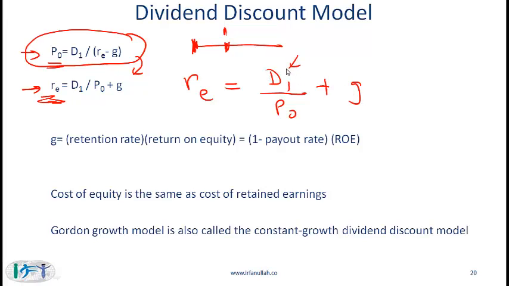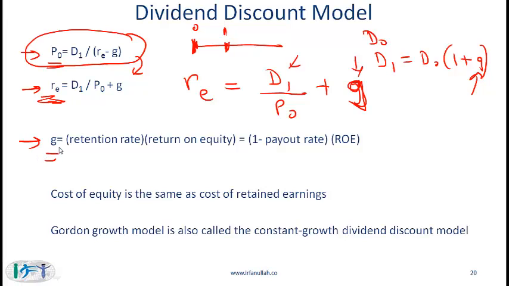D1 will be estimated, or in your exam question, you will either be given D1 or you will be given D0. If you are given D0, which is the dividend that was just paid at time 0, then you can calculate D1 by saying that D1 is equal to D0 into 1 plus G. But you need a G over here, plus you need the G for this part of the expression. So how do we come up with that perpetual growth rate? The answer is that you use this formula. The perpetual growth rate is equal to the retention rate into return on equity. So what is the retention rate?